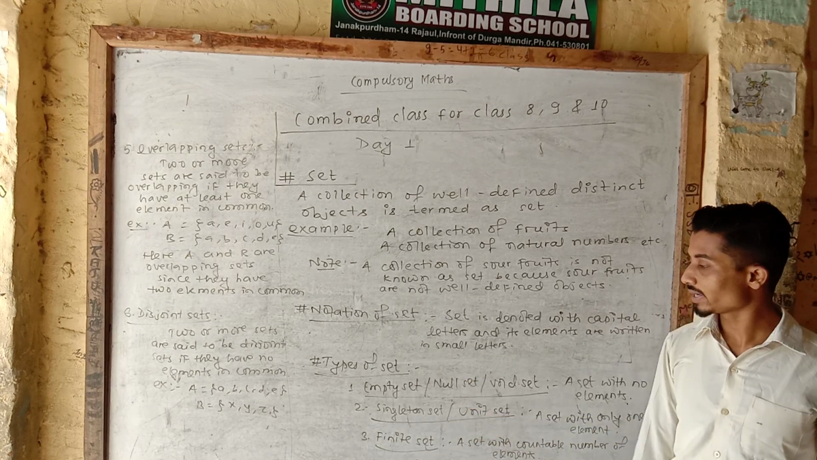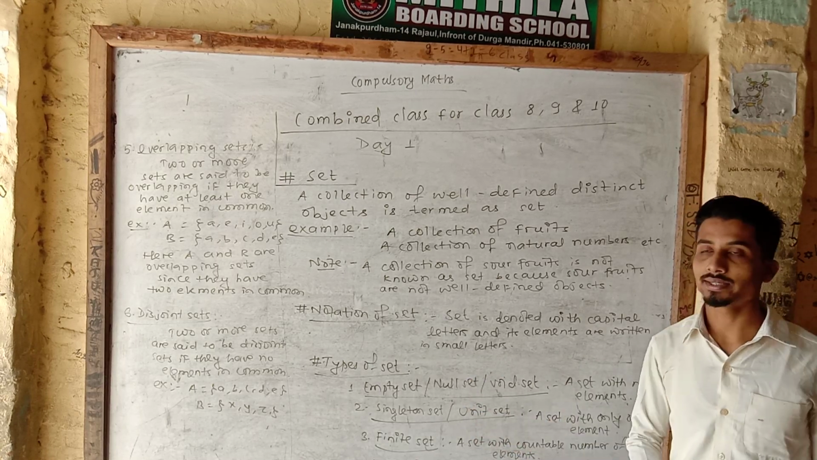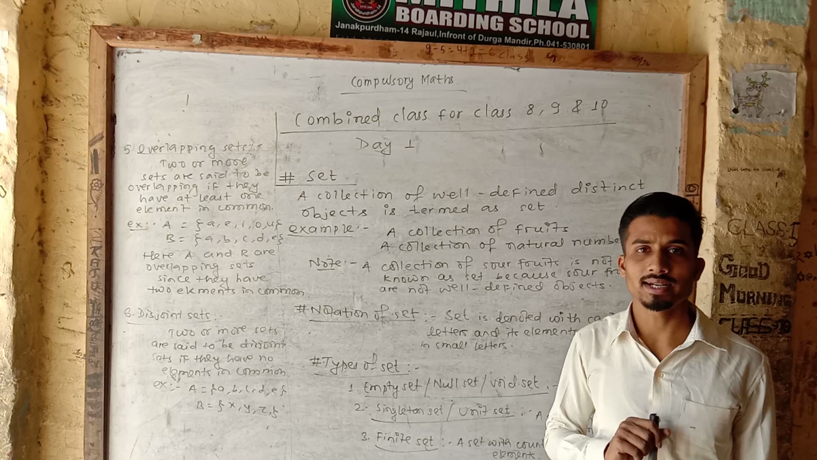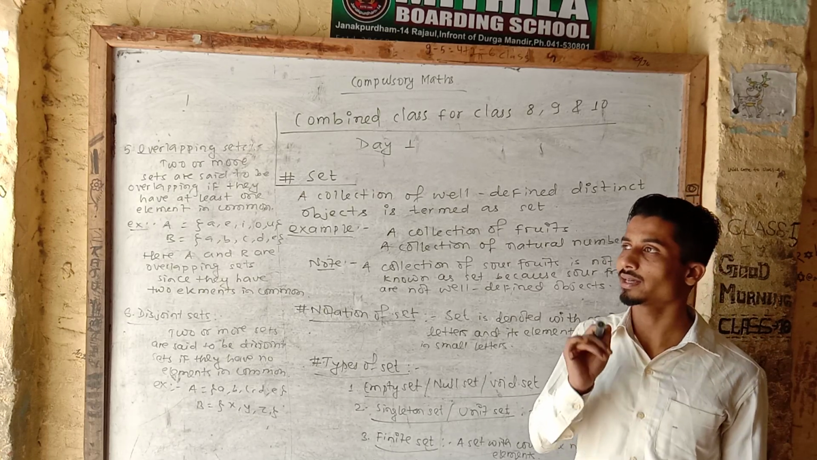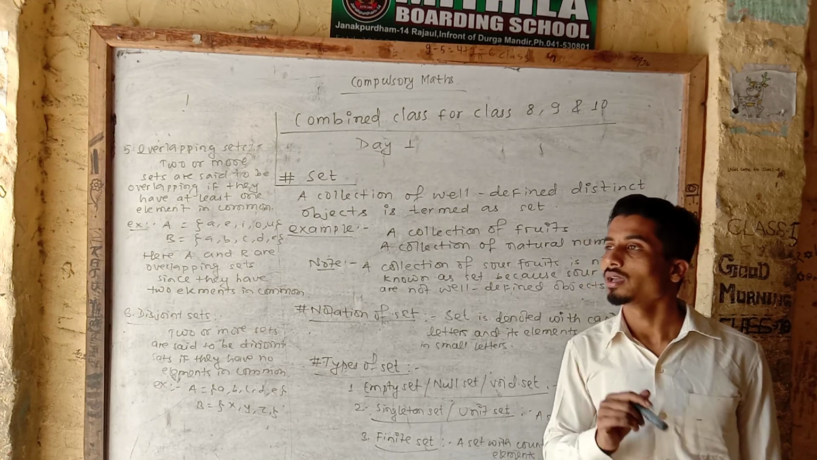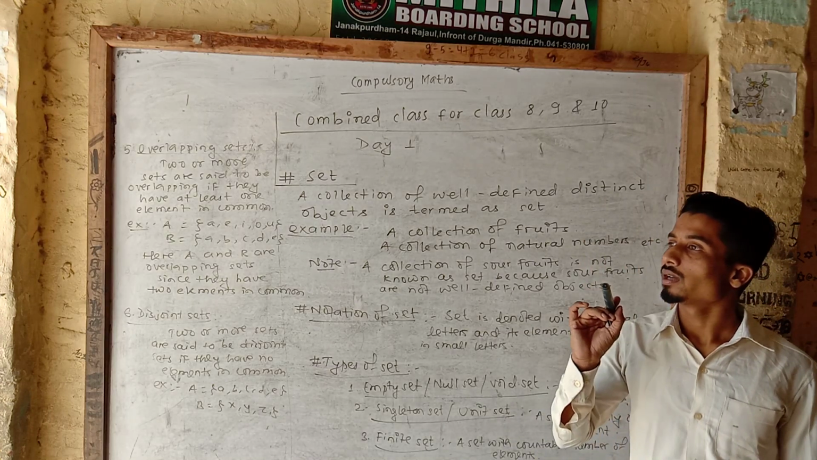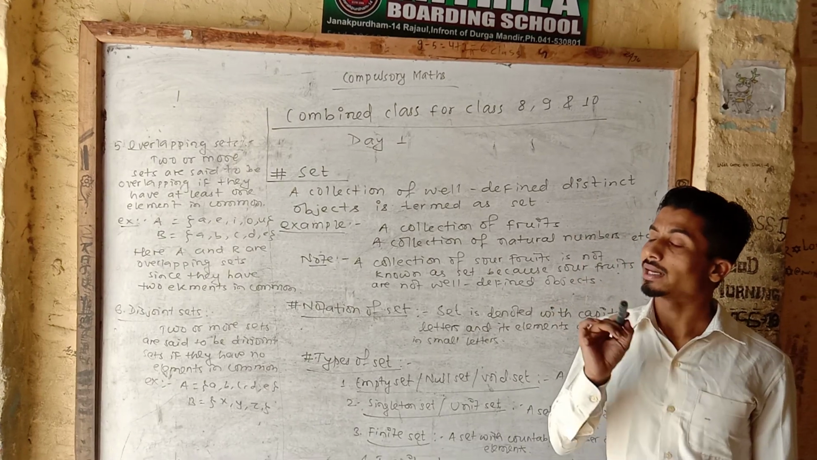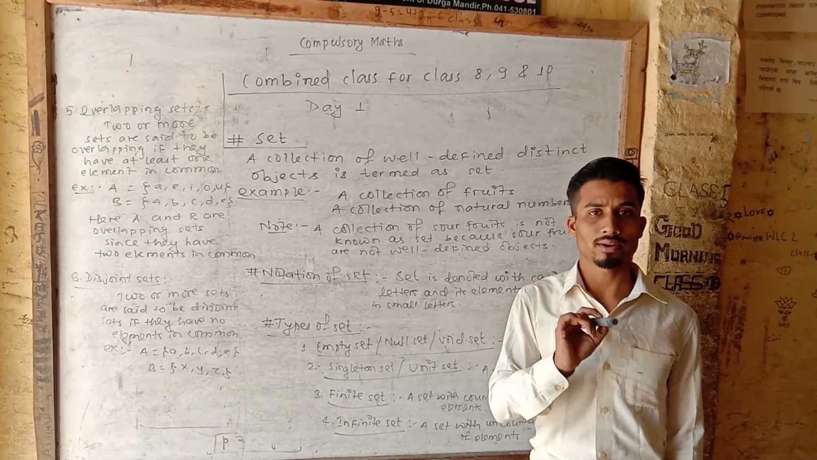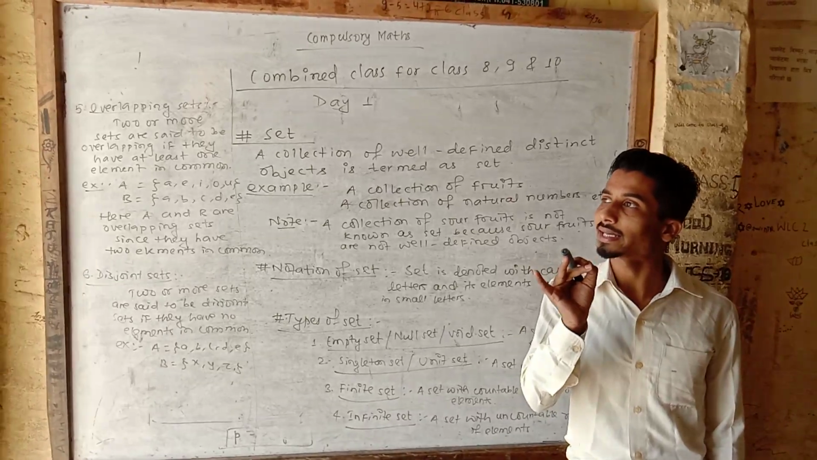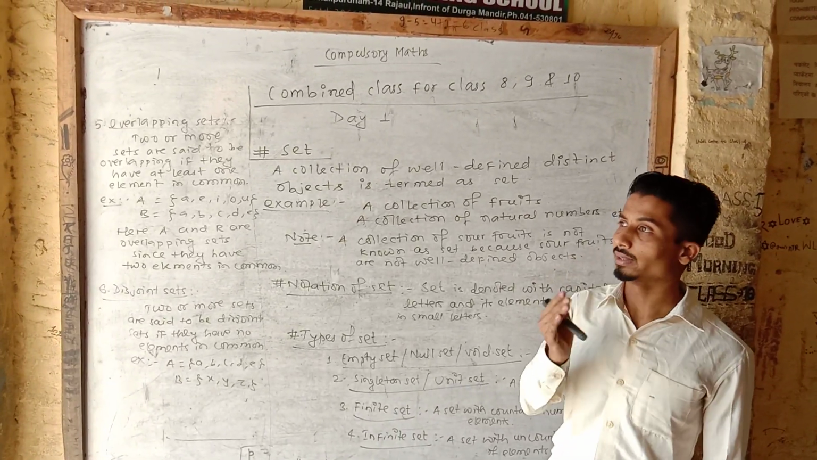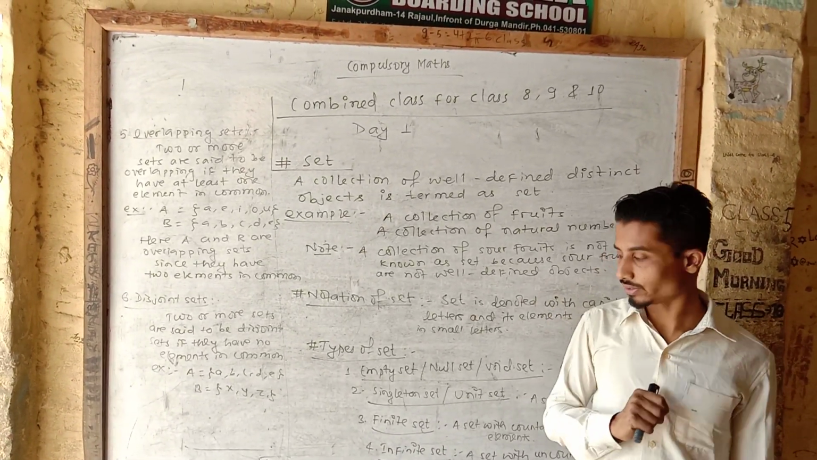Now the next set is the singleton set or the unit set. A singleton set or unit set is a set having only one element. A set which has only one element is known as a singleton set. For example, a collection of natural numbers between 4 and 6. Between 4 and 6 we can get only one natural number, that is 5. That's why that is known as a singleton set.